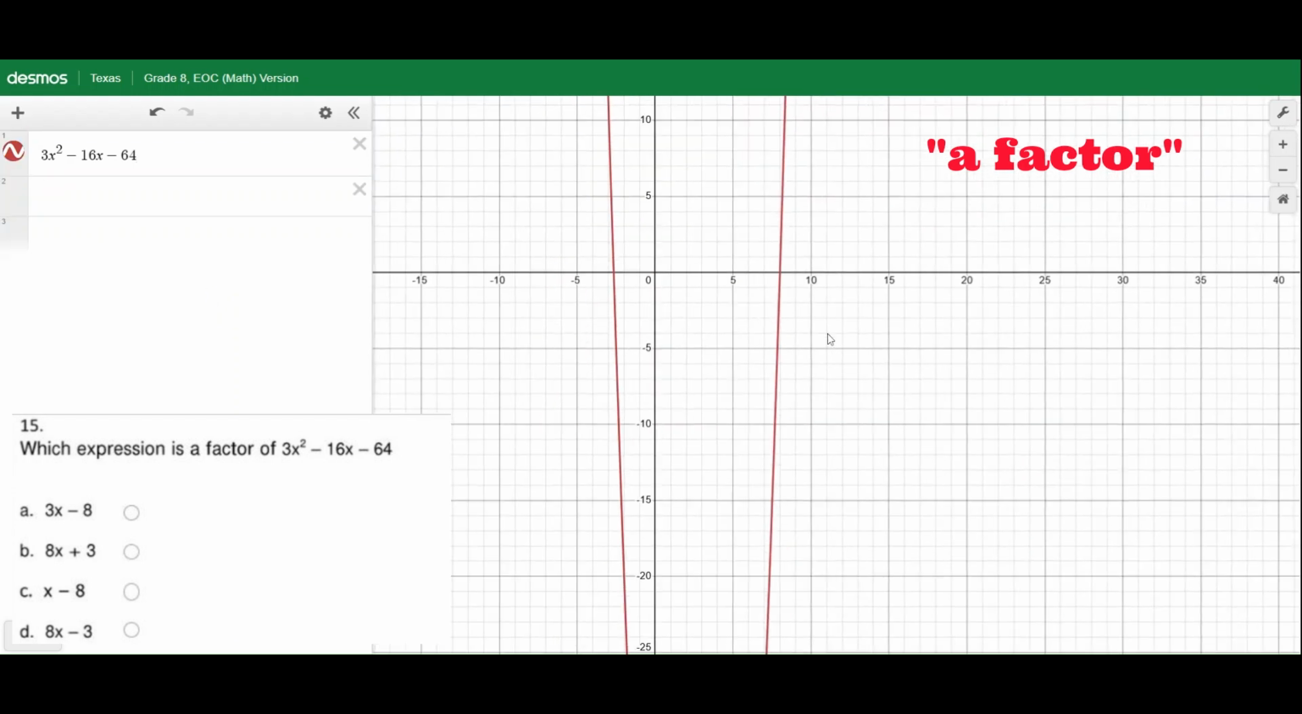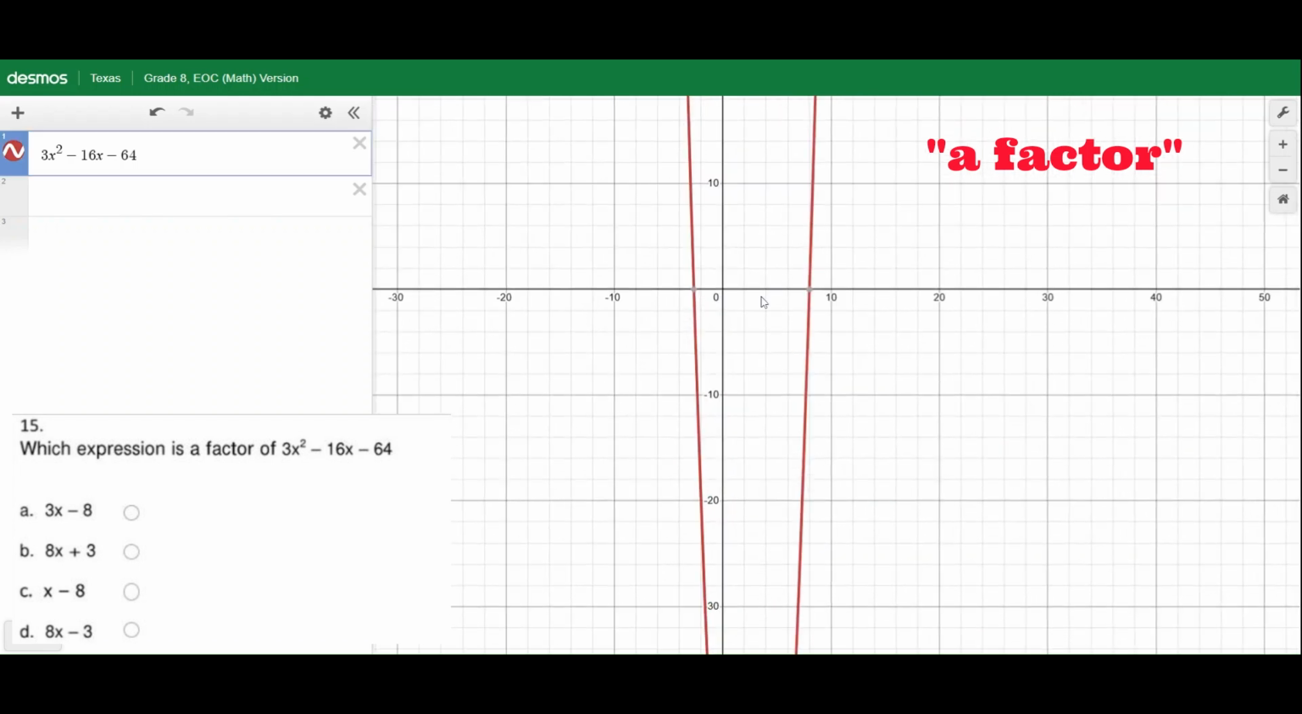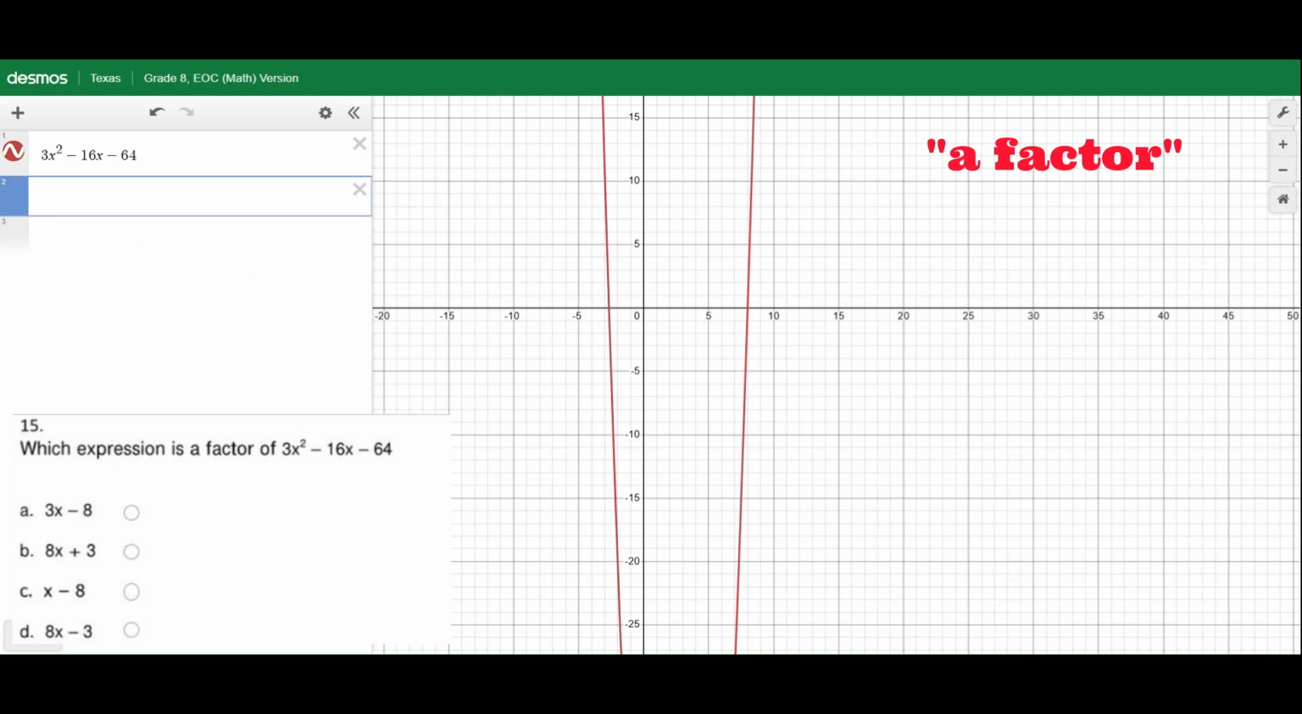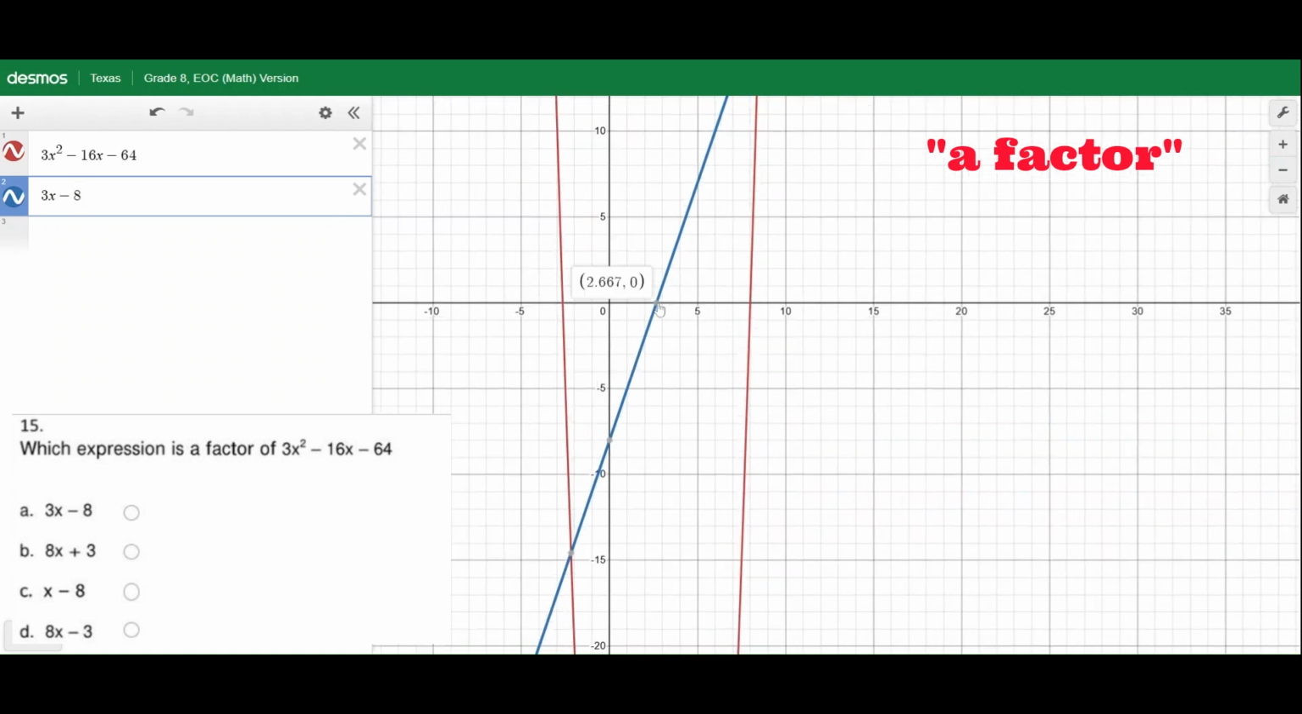So this is my quadratic graph for the given. Now, I need to know which of these choices are matching or intersecting on the x-axis on both the given equation and the choice equation. So let's start with the first one, 3x minus 8. If you can notice, the intersection is not on the red of my given equation. So that is not an answer.